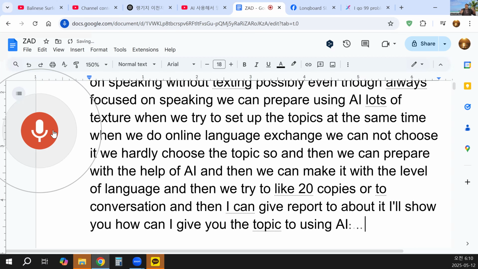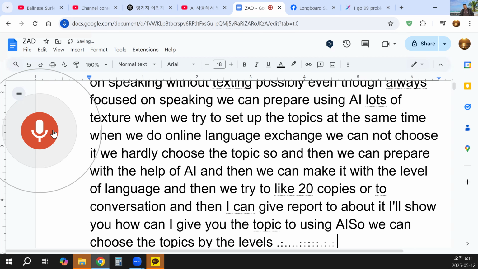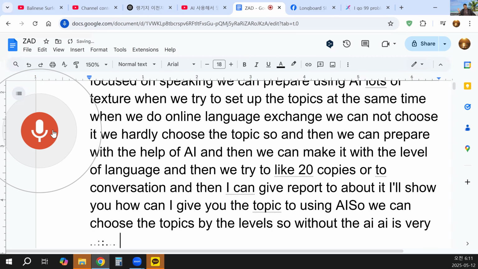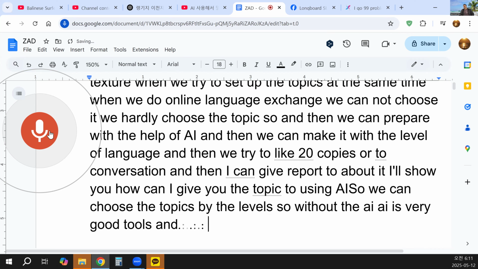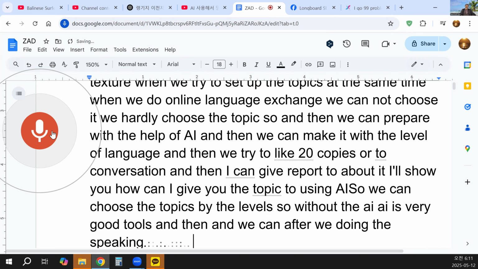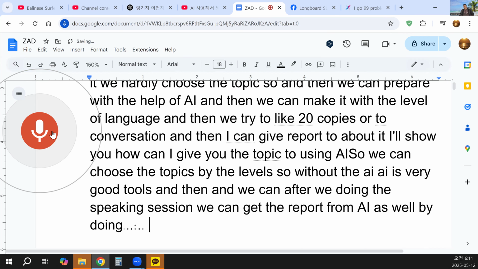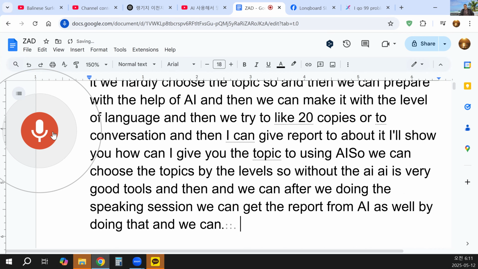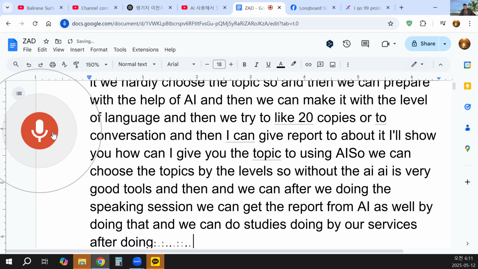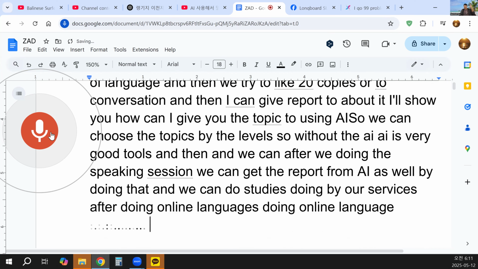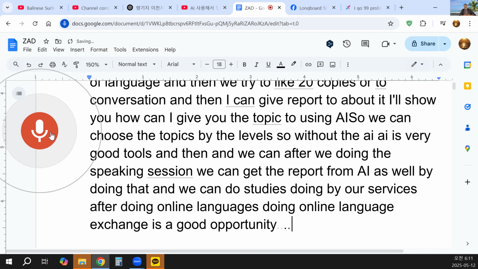So we can choose the topics by level with the help of AI. AI is a very good tool. And after the speaking session, we can get a report from AI as well. By doing that, we can study by ourselves after doing online language exchange. Online language exchange is a good opportunity to speak with each other.